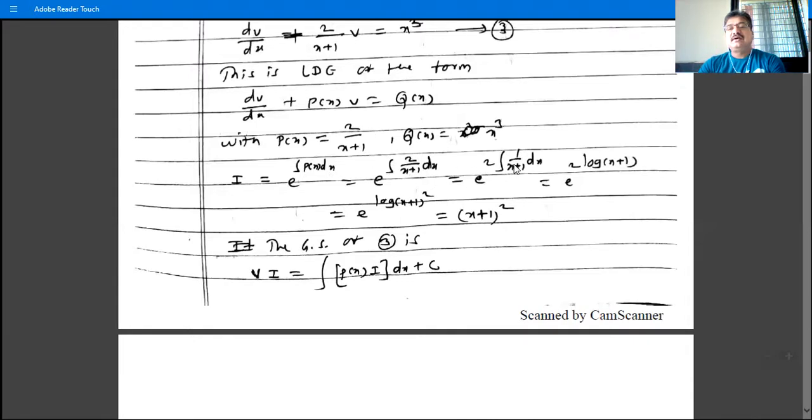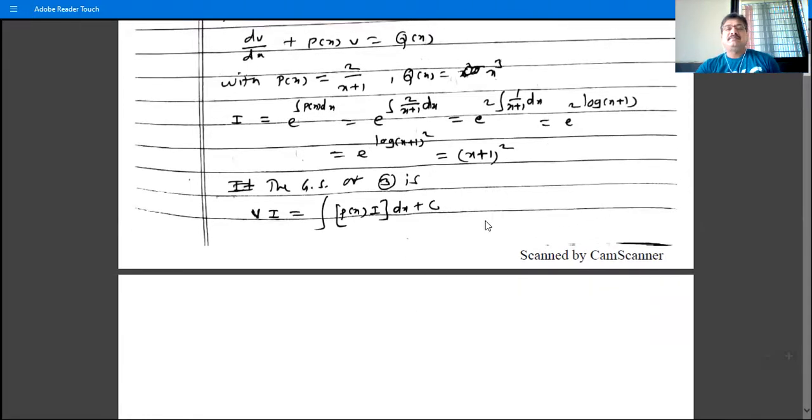P(x) is this, and then take 2 outside the integration, and the integration of 1/(x+1) is log(x+1). So 2 log(x+1) is log(x+1)². m log a is log aᵐ, and then e and log get cancelled, so we have (x+1)².